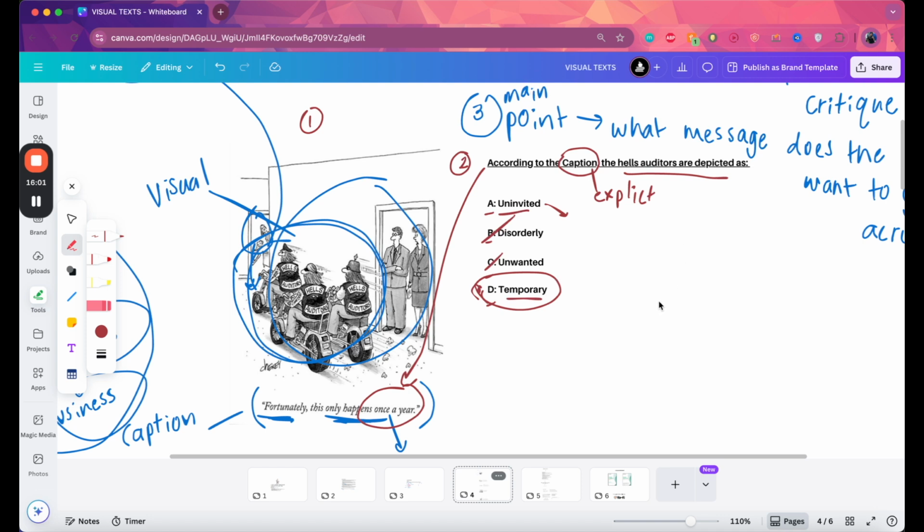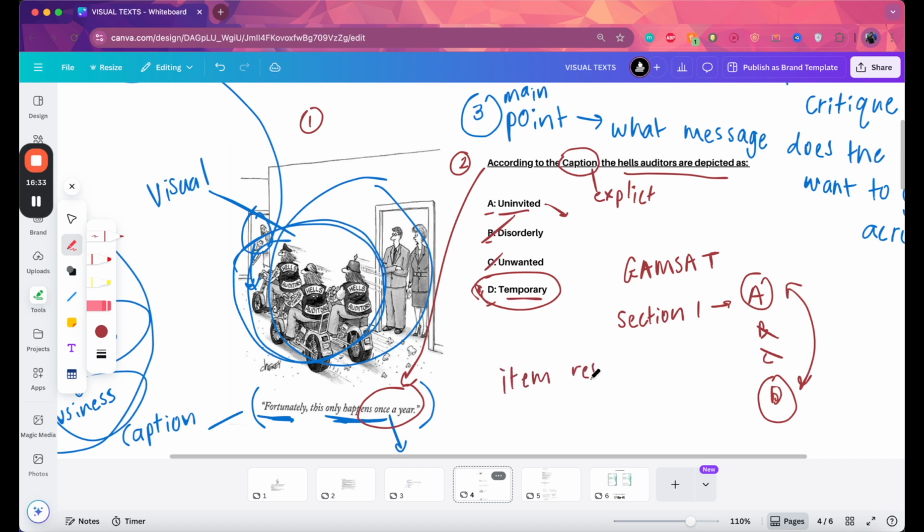So sometimes when it comes to the GAMSAT, especially when it comes to section 1, if you have four options like A, B, C, D, you might end up with two that are completely wrong off the bat, or one that's very wrong and one that's wrong when you delve into it a little bit more. But then you end up with two answers that are very similar to each other. And this is like a theory. I think it's called item response theory. I've read this on certain Reddit pages.